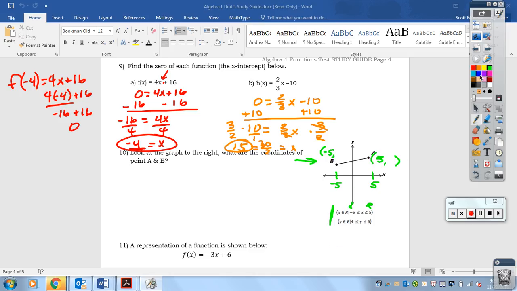Similarly, down here, this says low to high. Not left to right, low to high. So the low, this goes down. The lowest it is 4. This is negative 5 comma 4. The highest it goes, it says, is 6. So this is to the right 5, up 6. So coordinate A, as you can see here, is 5 comma 6, and coordinate B is negative 5 comma 4.